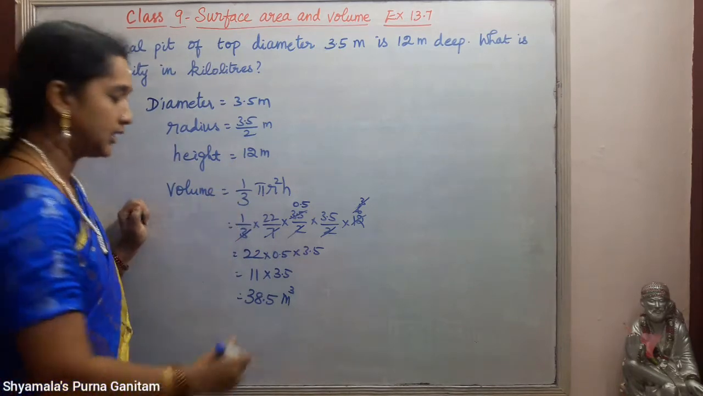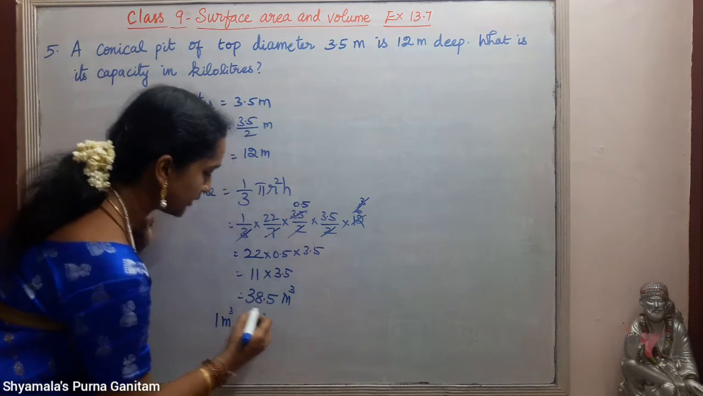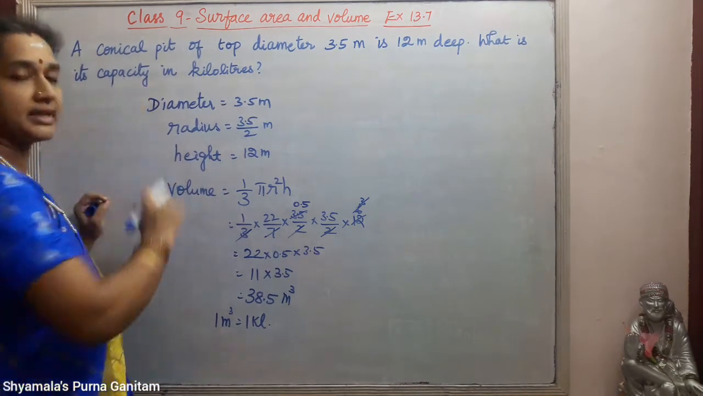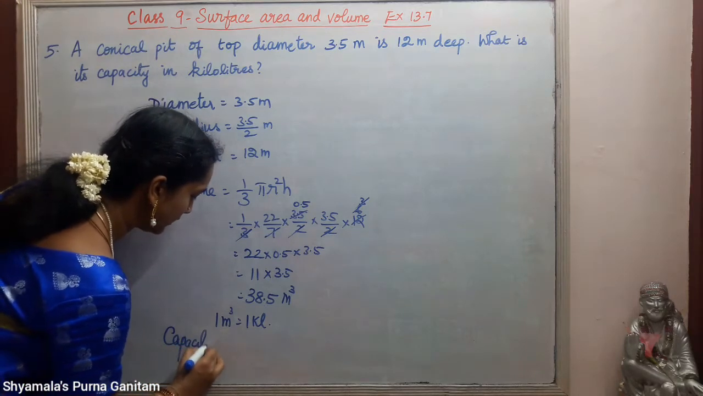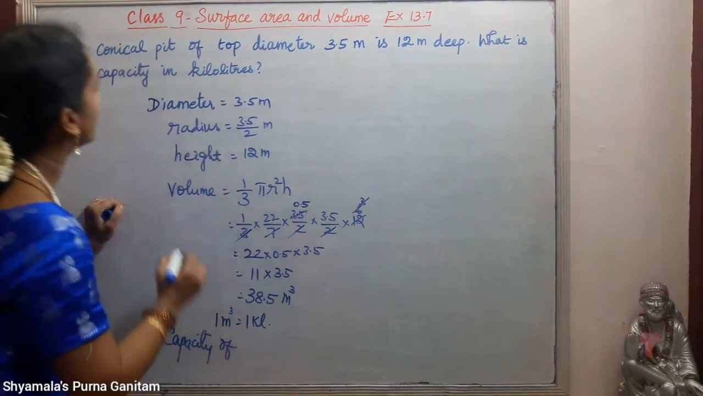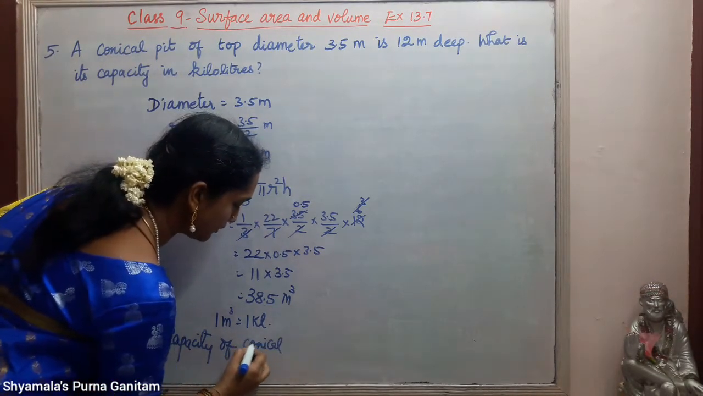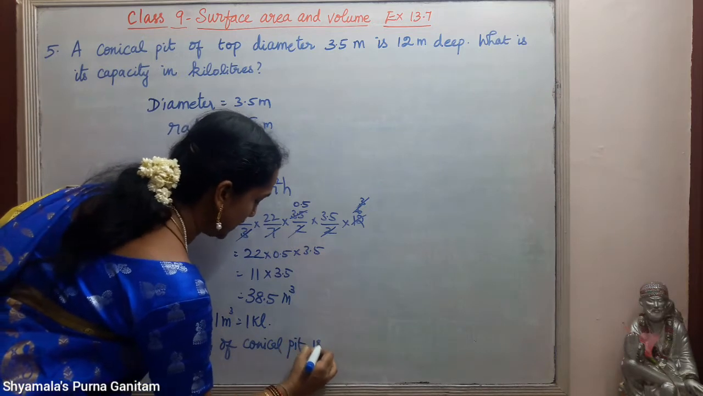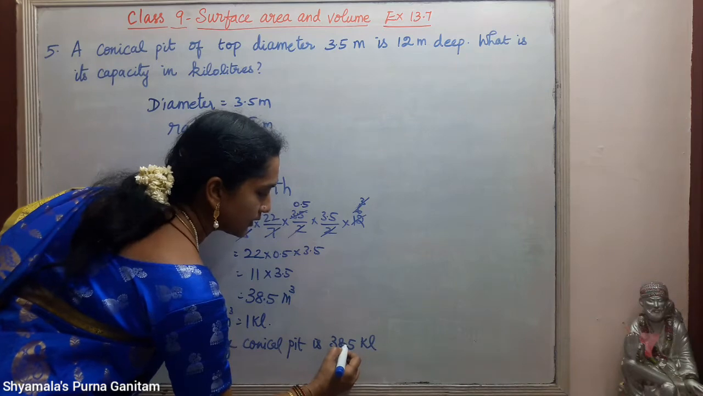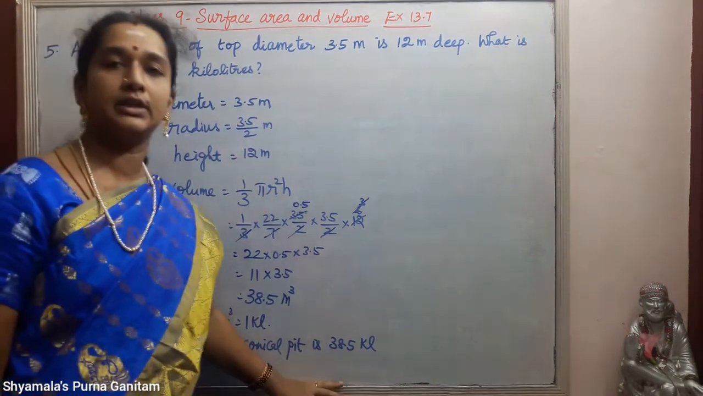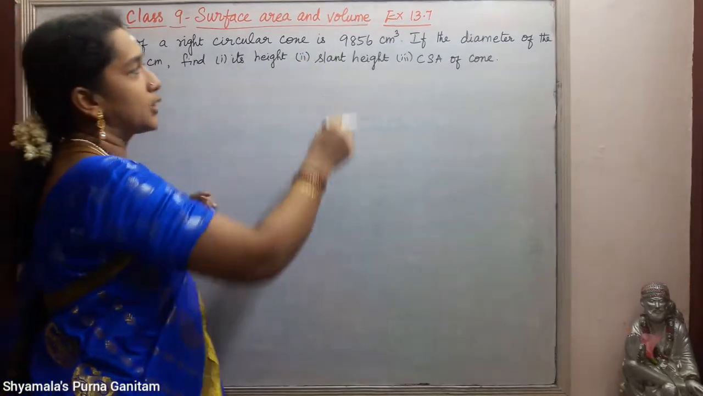So we know that 1 meter cube is equal to 1 kiloliter. So we are asked to find the capacity in kiloliters. So the capacity of the conical pit is 38.5 kiloliters.